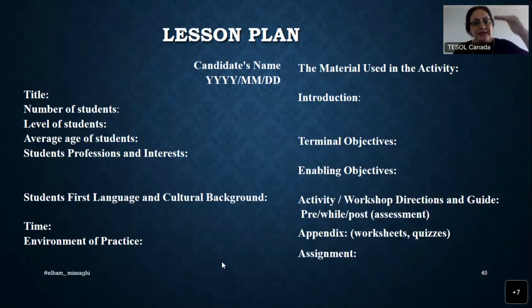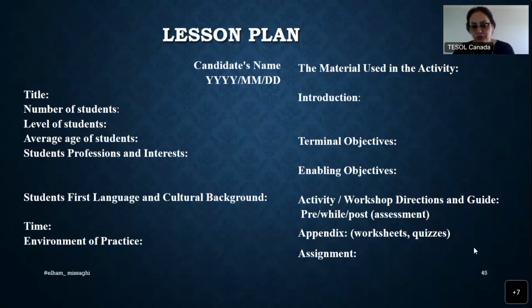Enabling objective, you make a list. The new vocabulary, the new structure, pronunciation or intonation you practice, skills you practice. So basically, enabling objectives means how to get to that terminal objective. If you want to get to this final point, what the students need to learn to get here, that is enabling objective. Okay? So make a list and attach all you have for enabling. New words, you have to make a list. These are the new words. A structure, you have to make a list. These are the structures.